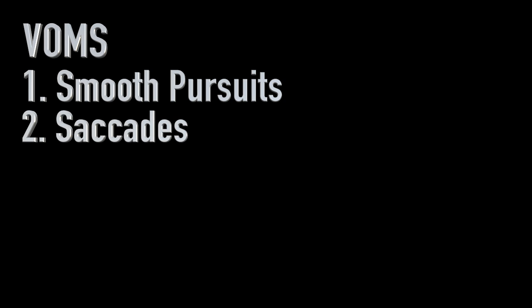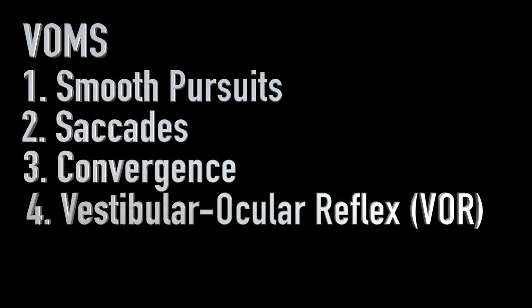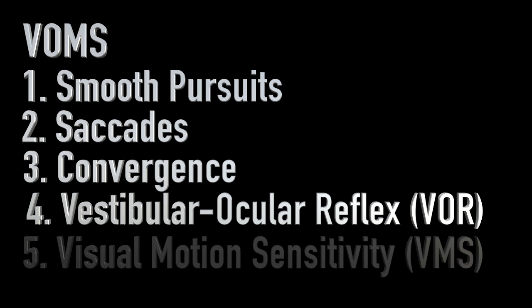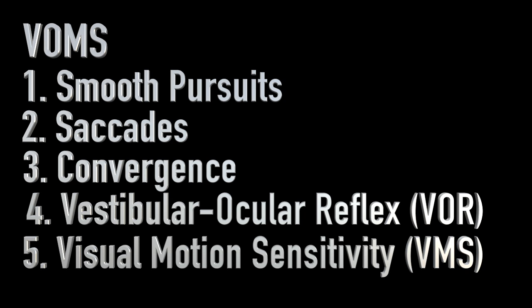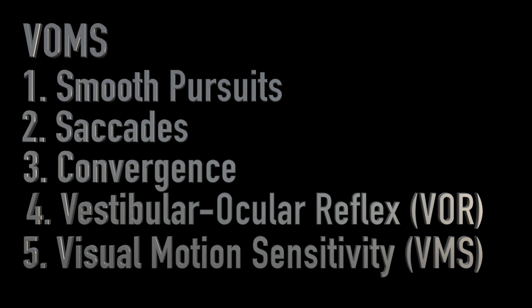A vestibulo-ocular motor screen, abbreviated VOMS, is a tool used to gauge the involvement of both the vestibular and ocular systems after a concussion or episode of vertigo. There are 5 tests within a vestibulo-ocular motor screen: smooth pursuits, horizontal and vertical saccades, convergence, horizontal and vertical vestibulo-ocular reflex, and visual motion sensitivity. Patient symptoms are recorded before and after each test.